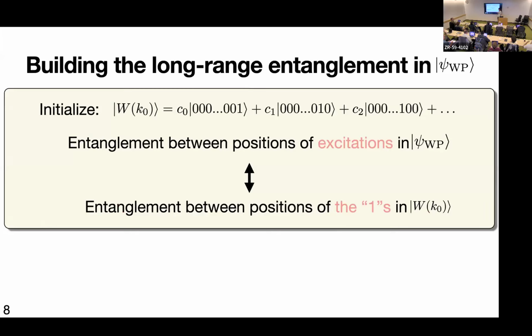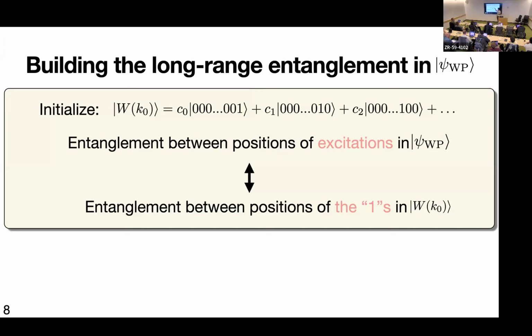Okay, so the first step of this wave packet preparation was really trying to build this long-range entanglement in the wave function. The way that we do that is we start with some state which actually has the right long-range entanglement. In particular, we start with the state that we call W of K0. This is a superposition over computational basis states with a single 1 in them. And the weights of these C coefficients are specified by the Gaussian wave packet you want to construct. Their magnitude follows the Gaussian. So if you just looked at where the ones are and what the amplitude is, it would look a lot like the wave packet you want to prepare.